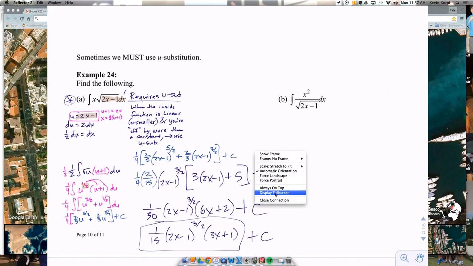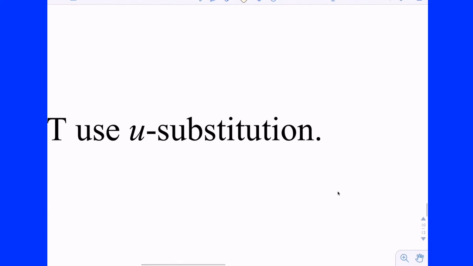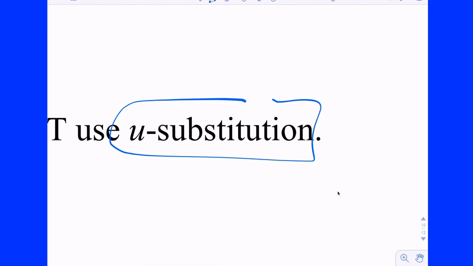We're talking about when u substitution is a requirement, and not just something that we do because we like to do it. When is it a requirement? There's really two criteria at this level.